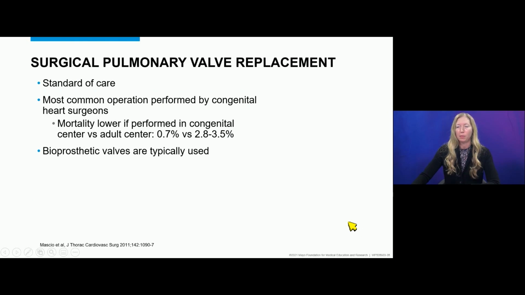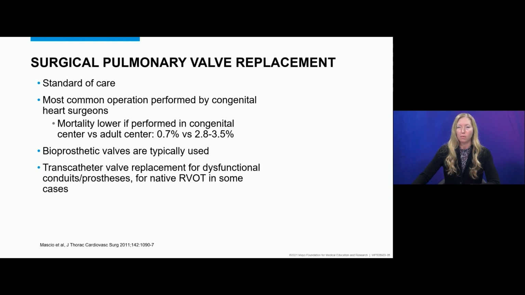Surgical pulmonary valve replacement has been the standard of care for a long time. It's the most common operation that our congenital heart surgeons perform. And again, just highlighting the fact that these patients do better if this is done by a congenital surgeon versus an adult surgeon. We typically use bioprosthetic valves, and this sets us up for transcatheter valve replacement in the future. There's now work being done on transcatheter valves for native right ventricular outflow tract in some cases.